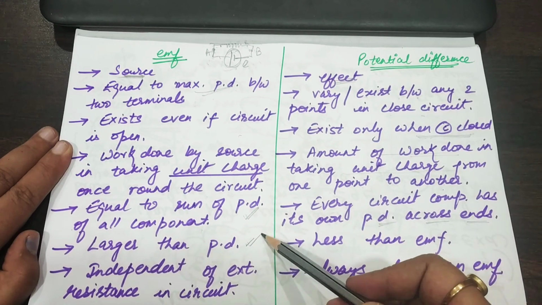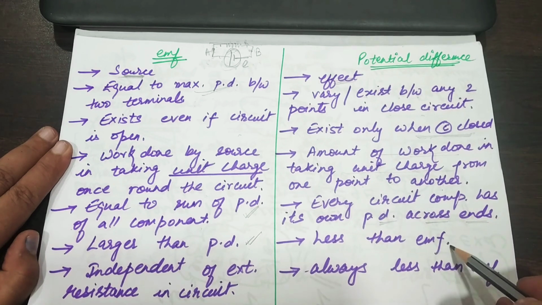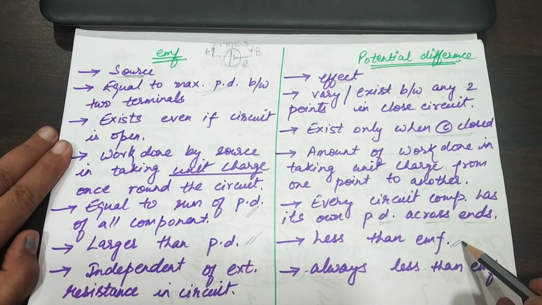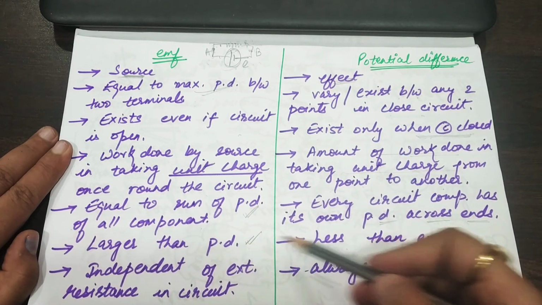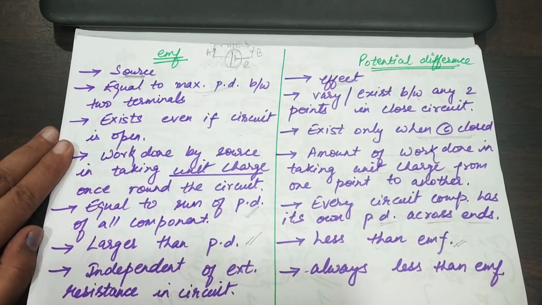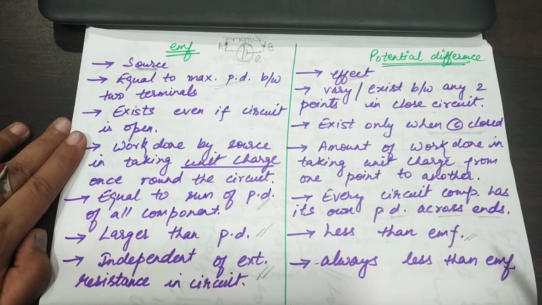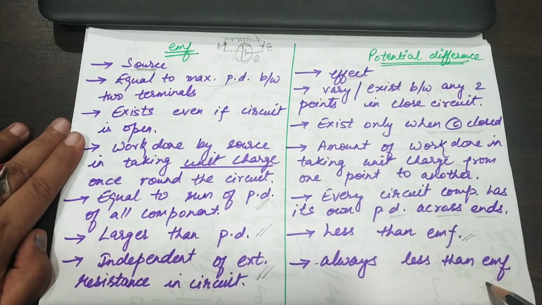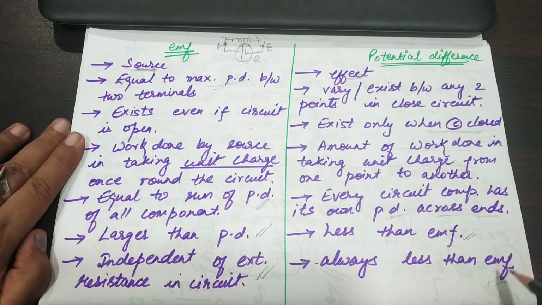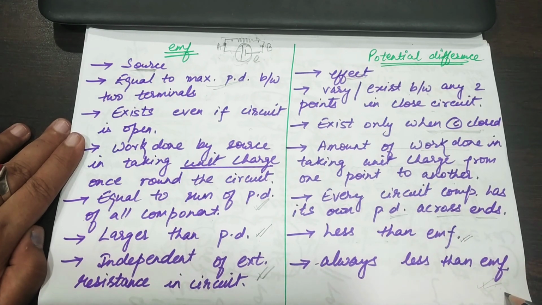EMF is always larger than the potential difference, and the potential difference is always less than the EMF, right? These two could be the same only when you are not drawing any current from the circuit. EMF is independent of the external resistance in the circuit, while potential difference depends on the external resistance in the circuit.